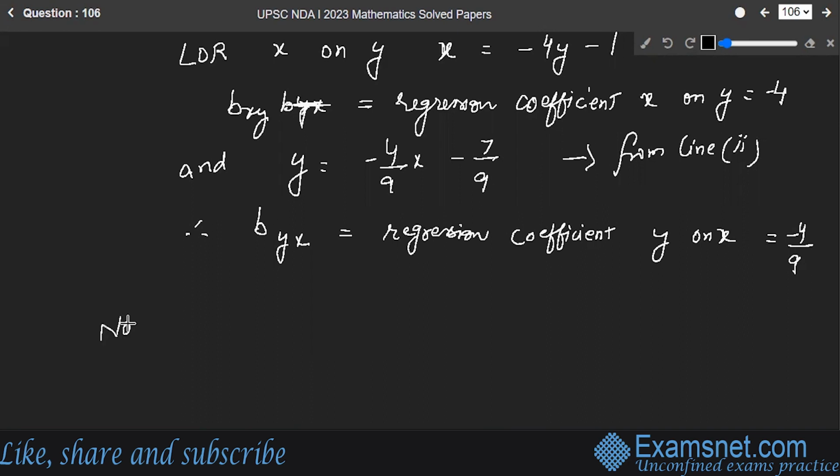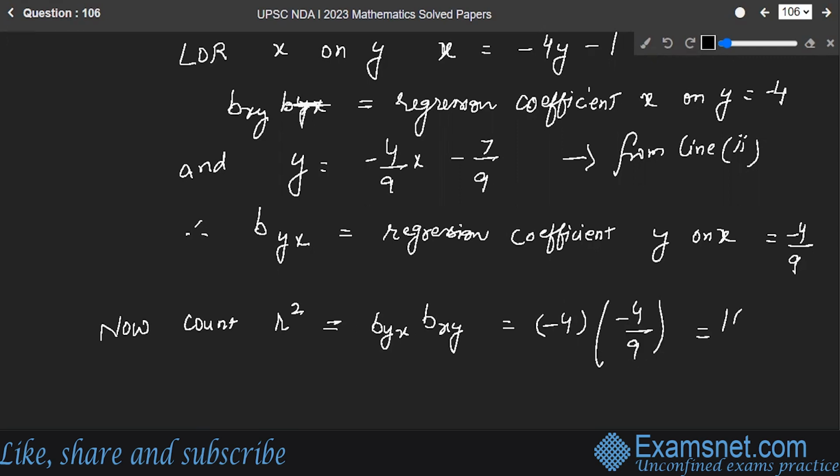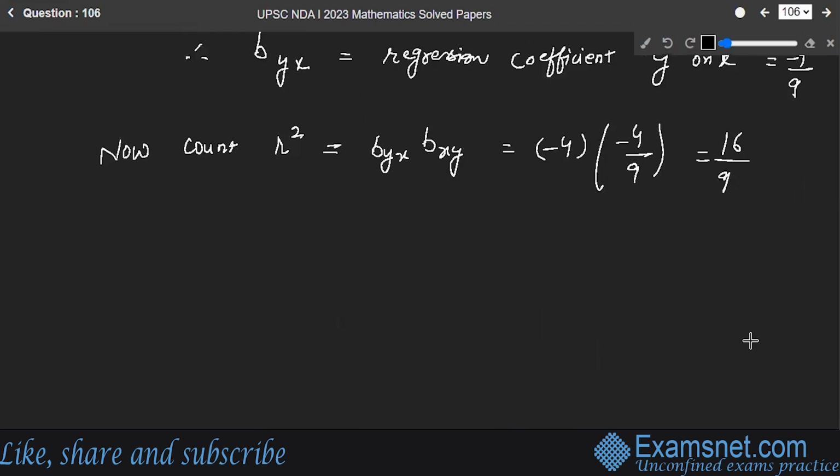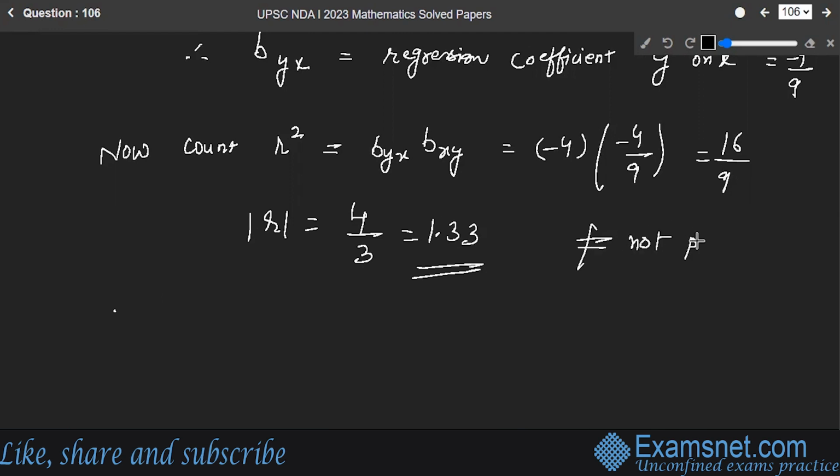Now r square is equal to byx times bxy, that is minus 4 into minus 4 by 9, which is 16 by 9. So the mod of r is equal to 4 by 3, that is 1.33, which is not possible because r square lies between 0 and 1, so our assumption is absolutely wrong.